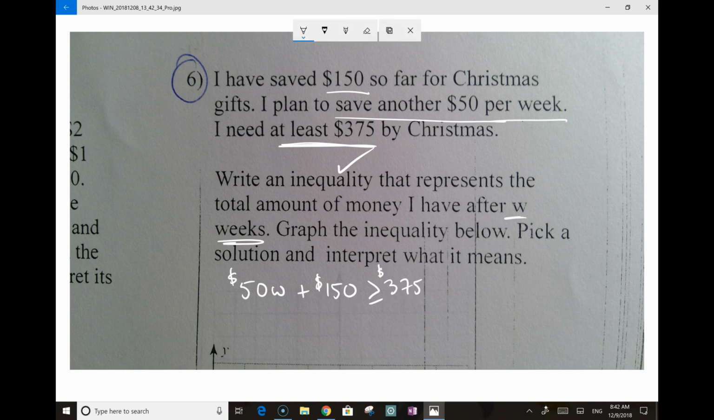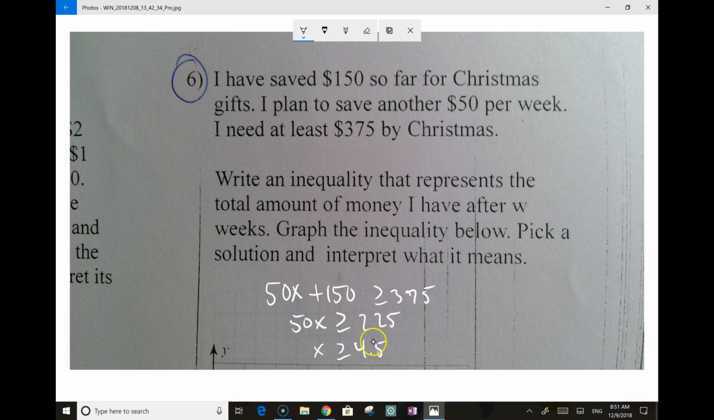And now we have to go ahead and graph this. So in order to graph this, we have to go ahead and solve this. So if we were to solve this, I'm going to go ahead and step back a little bit. If we were to solve this inequality, then we would have to subtract 150 from both sides.